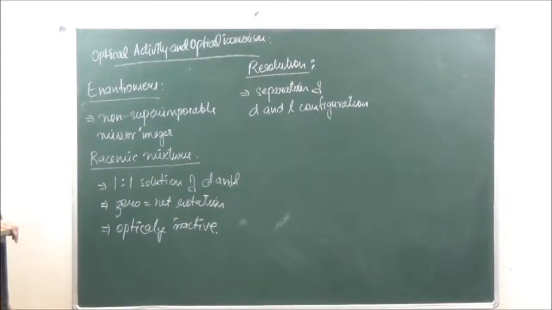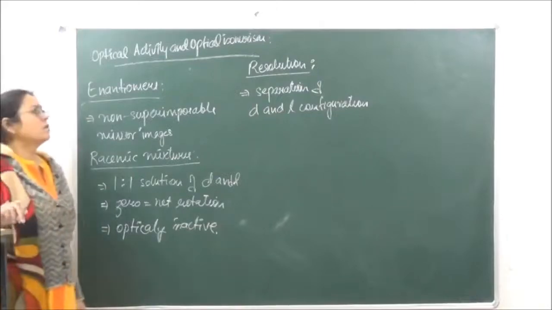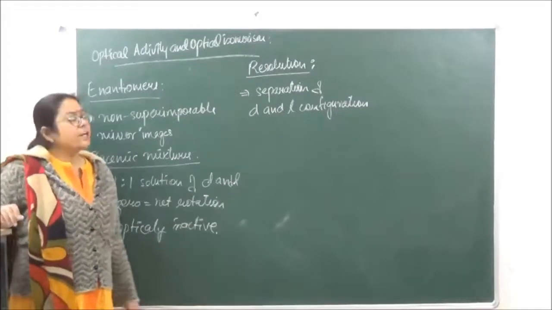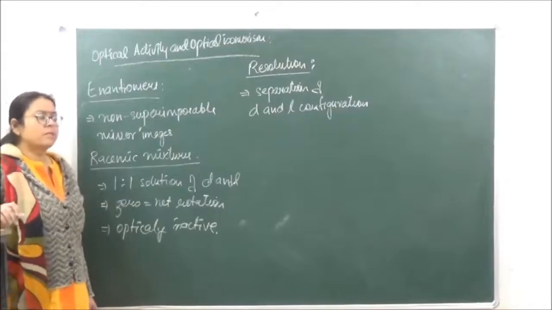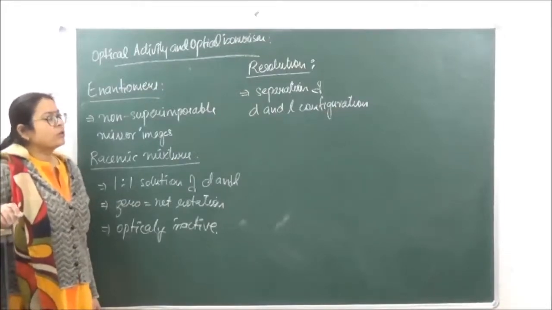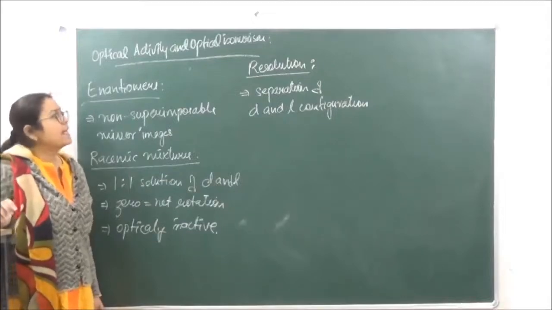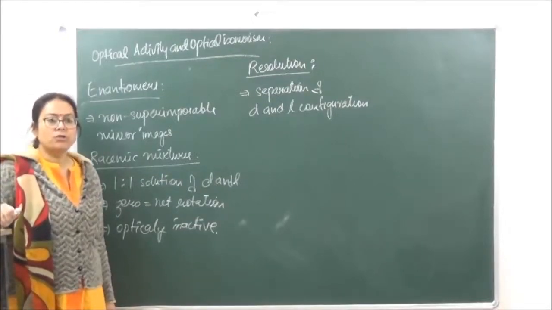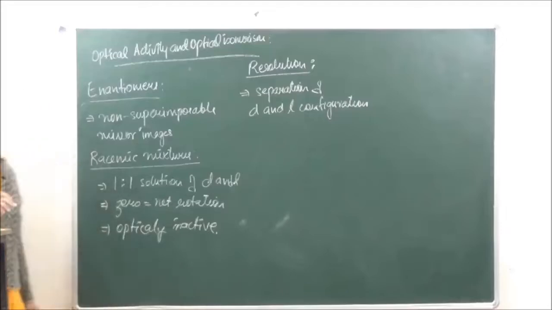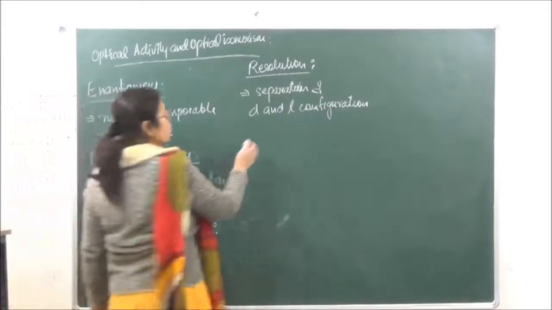Okay? So mostly whenever any optically active substance is prepared in the laboratory, it may be prepared in the form of a racemic mixture, and then that is going to be separated to give us two different forms, D and L, and that is said to be resolution. And finally we come to inversion of configuration.